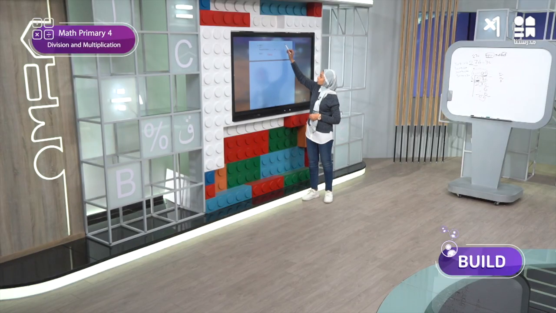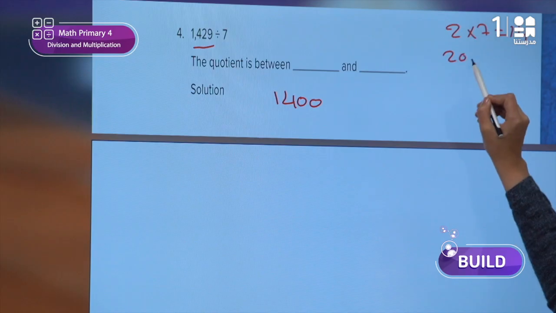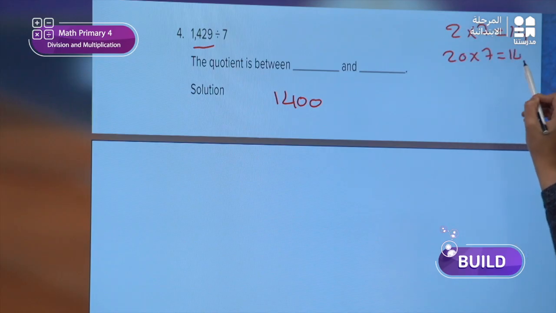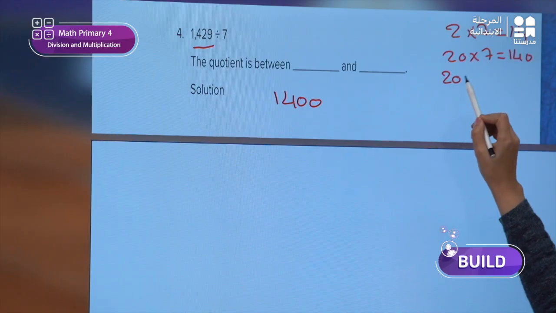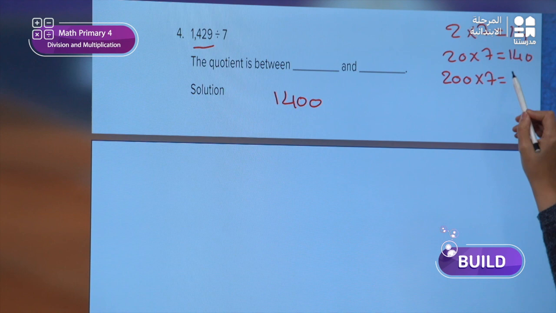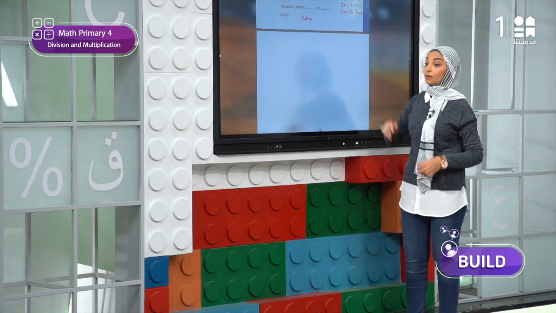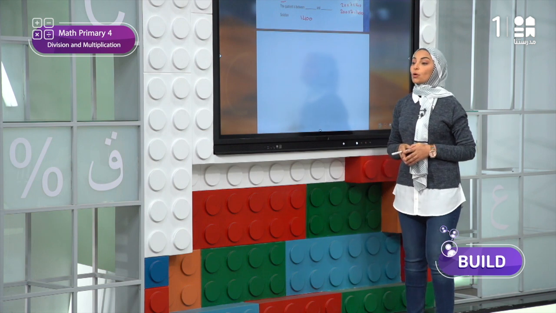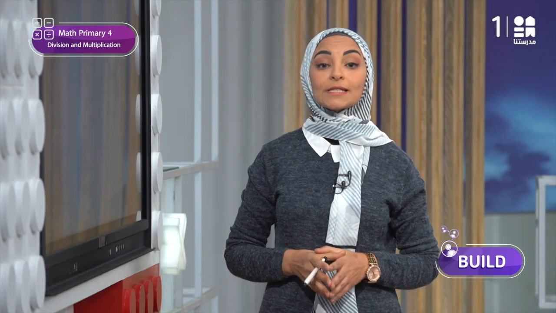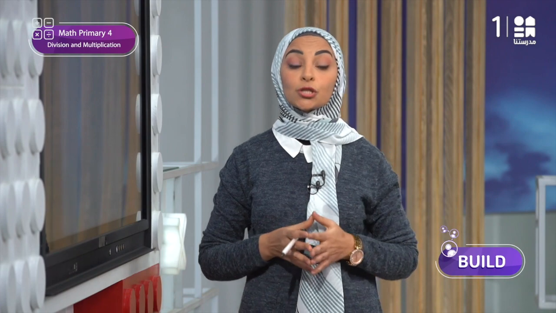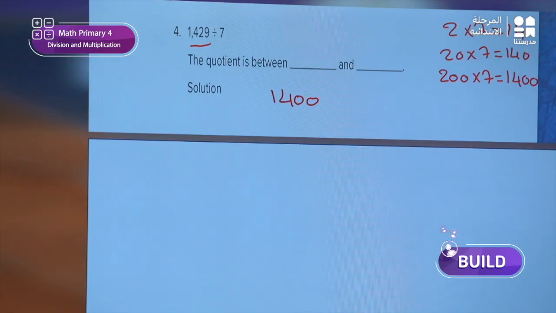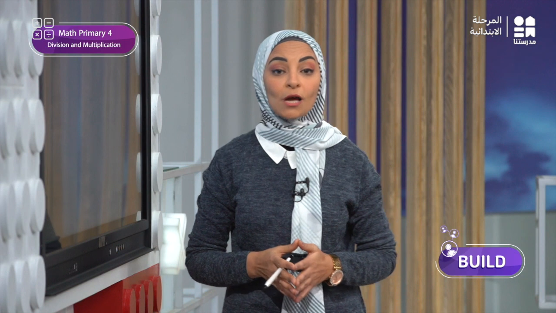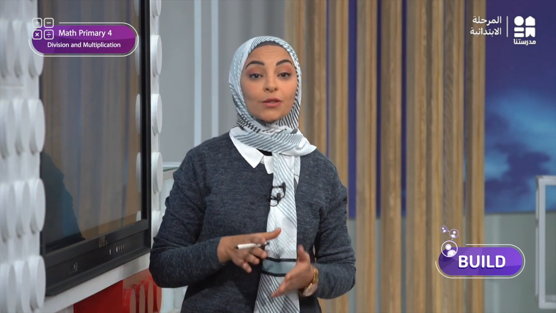تعالوا نكتبها. 2 times 7 equals 14. And 20 times 7 equals 140. What else? Of course, if I multiply 200 times 7, the answer will be 1400, right? So, what should I do next? Yes, so that being so, the quotient is a number greater than 200. الquotient هلاقيه number greater than 200. At the same time, it must be less than 300.